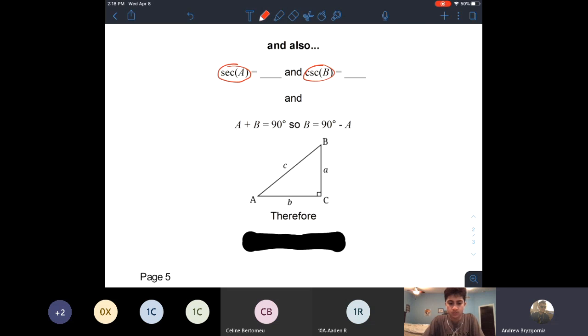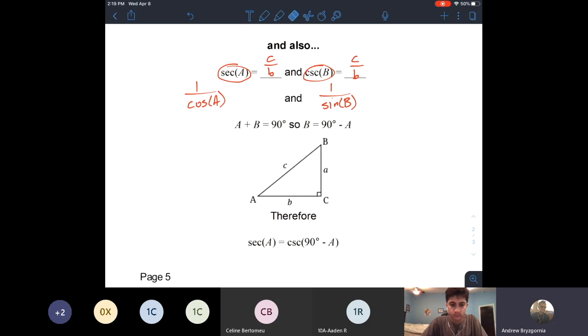So secant is going to be 1 over cosine of A. And cosine of A is the adjacent over the hypotenuse, so that's normally B over C. But then we want the reciprocal of that, so it's going to be C over B. And then for cosecant, that is 1 over sine of B, which means that we would use opposite over hypotenuse. Once again, we get B over C, but the reciprocal means that we have C over B. Awesome. Therefore, that gives us the last one, that secant of A is equal to cosecant of 90 minus A.